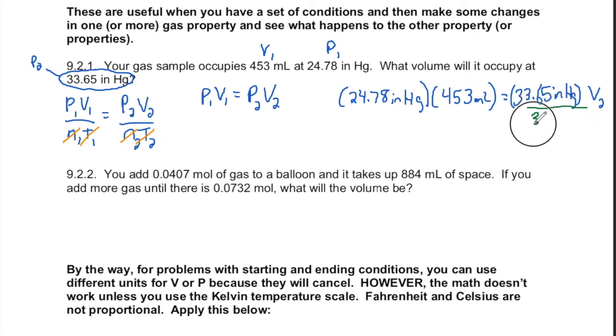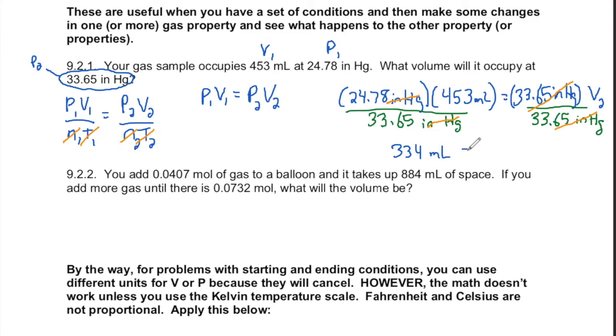We can divide both sides of the equation by 33.65 inches of mercury. Then on this side, we will get V2 alone. On this side, the inches of mercury will cancel so that we end up with milliliters, which is encouraging if we're trying to find the volume. And it looks like the volume is 334 milliliters.